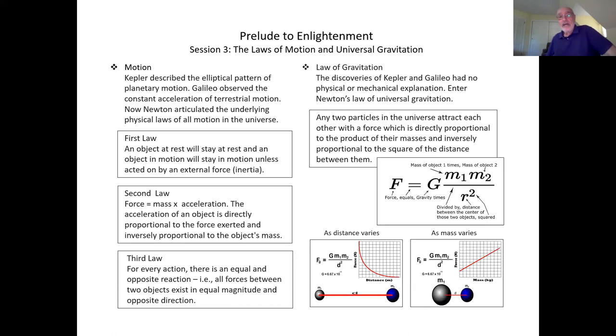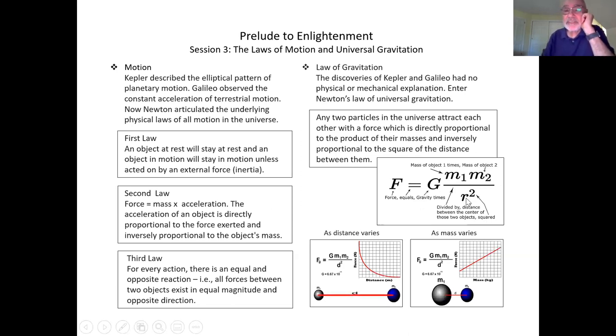Now, his law of gravitation. Kepler and Galileo had no physical or mechanical explanation of why objects pulled towards other objects. Along comes Newton, and here is his law of universal attraction, gravitation. Any two particles in the universe attract each other with a force which is directly proportional to the product of their masses and inversely proportional to the square of the distance between them.